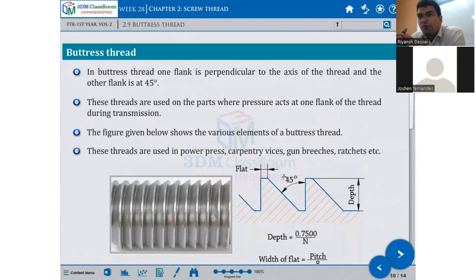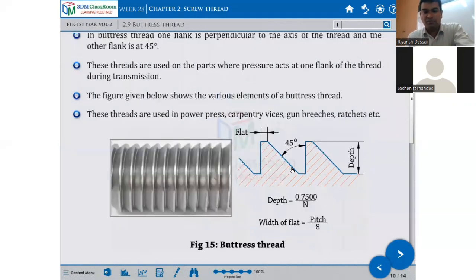The second of the trapezoidal threads is the buttress thread. In the buttress thread, one flank is perpendicular to the axis of the thread, and the other flank is at 45 degrees. One is straight, and the other is the 45 degree slant. The included angle of this thread is 45 degrees.